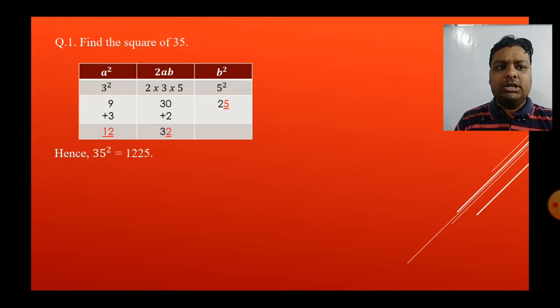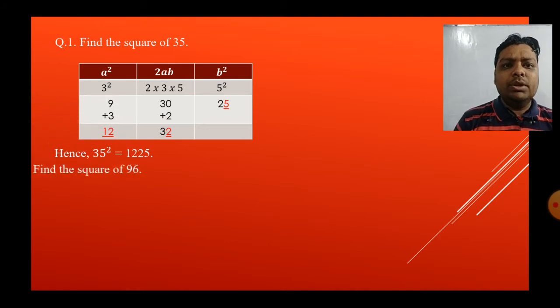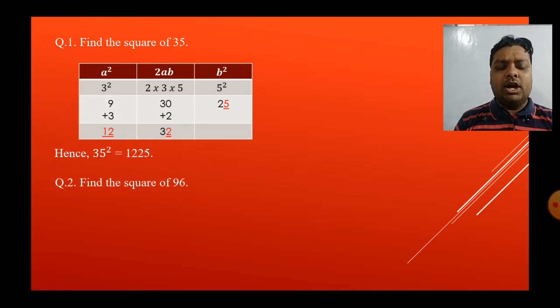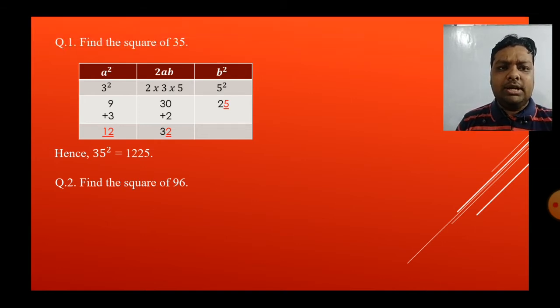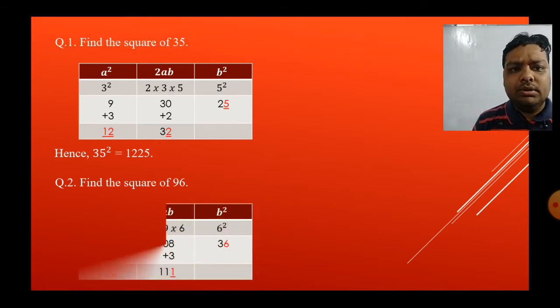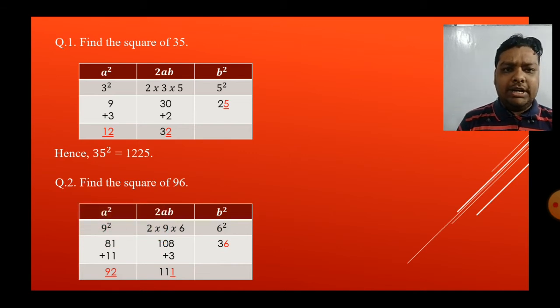Okay, students, let's see one more example. Here we have to find the square of 96. Again we make the same column, and we take the value of A as 9 and the value of B as 6. Here 9 square means 81, 2 into A into B means 2 into 9 into 6, which is 108, and B square means 6 square, which is 36.